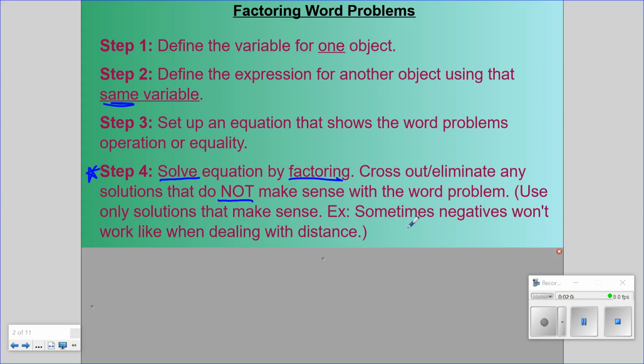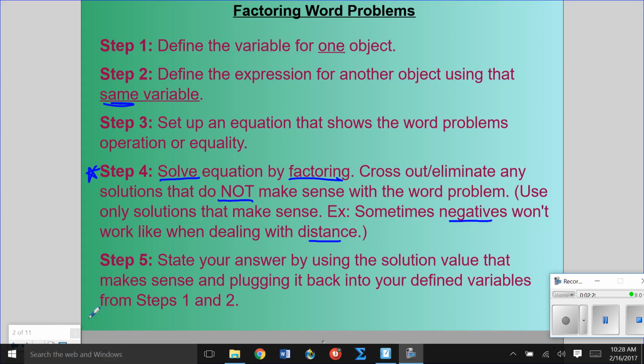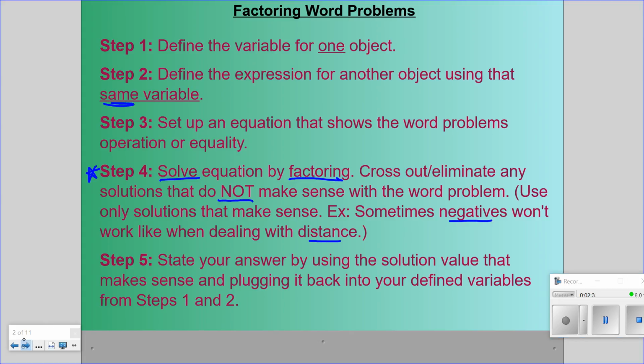what can happen is sometimes you get a negative value for your variable. However, you're dealing with something like length or distance, and we can't have distances be negative. So in that case, we would cross off the negative solution that would not make sense and only use the ones that make sense with the word problem. And finally, state your answer by using the solution value that makes sense and plugging it back into your defined variables from steps 1 and 2 if needed.